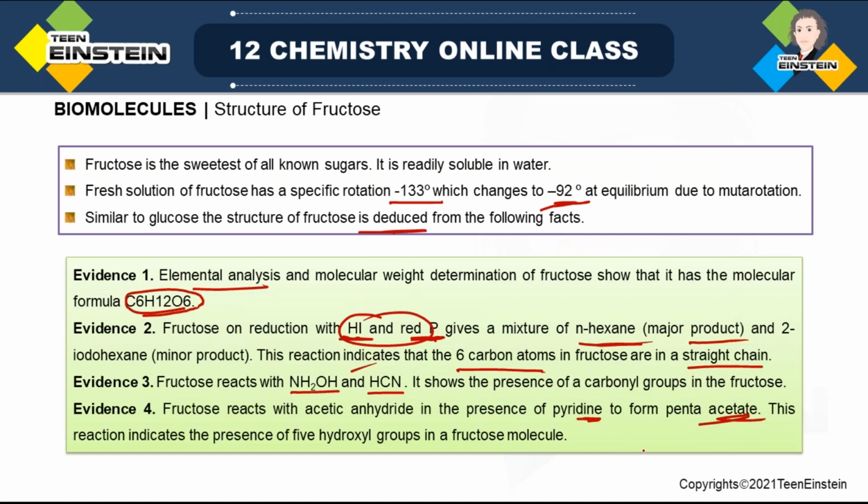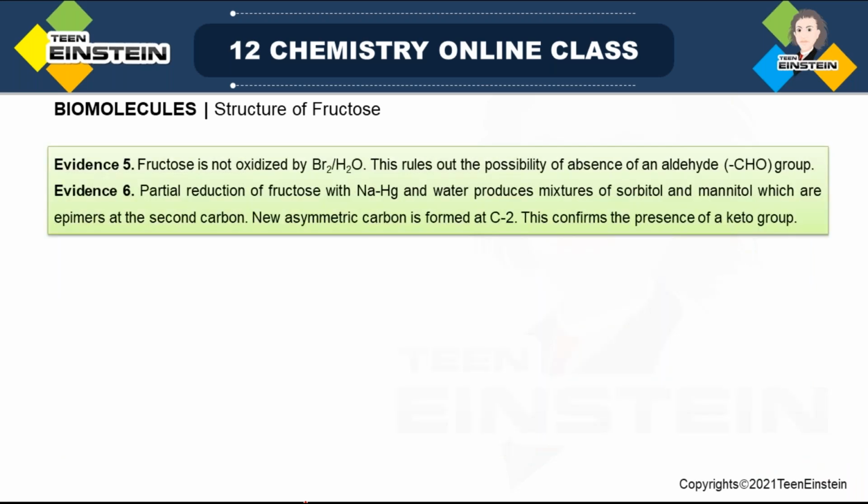In presence of acetic anhydride, that is Ac2O, any OH group is converted to OCOCH3. Or sometimes you can also write it as OAc, because Ac means COCH3. So if there are 5 OCOCH3 groups, obviously it proves there must be 5 OH groups. Evidence number 5.